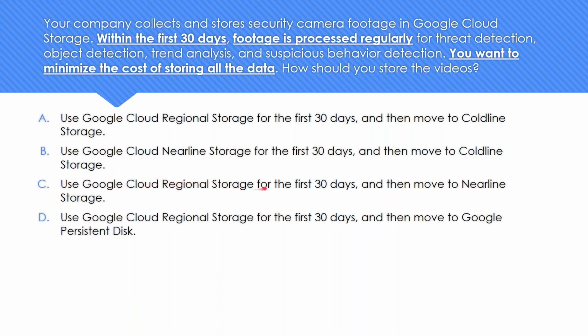Use regional storage for the first 30 days and move to nearline. Now A is also a good choice, and C is also a good choice. So if I take my highlighter, this is also good.